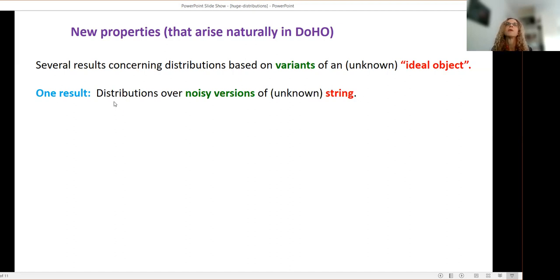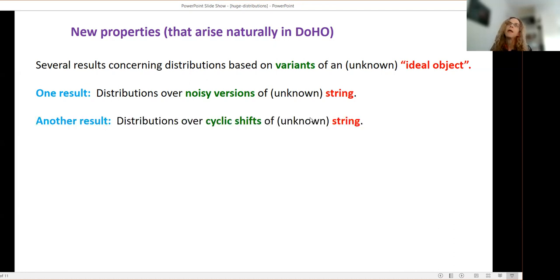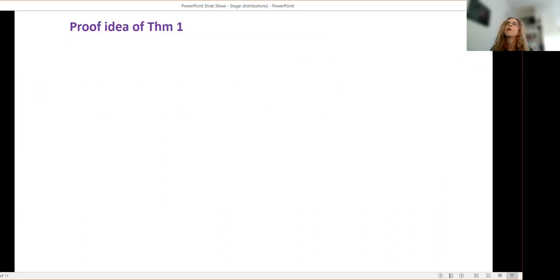One result is distributions over noisy versions of an unknown string. Here the ideal object is some fixed string that is unknown, and the distribution that I want to test is noisy versions of this string. Another result, again, the ideal object is some string and the distributions are cyclic shifts of this string. So these are new properties that come up naturally in the Doho model.